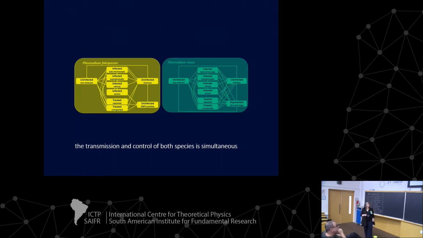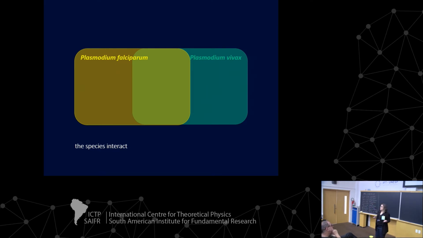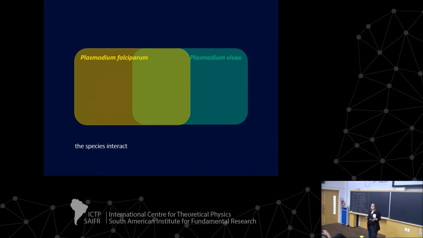So now we have two species. Ideally you would model them both separately, because that's just easier. You just treat them as completely different diseases and model them separately. But you can't, because the treatments that work for one species also work for the other. So if I have a clinical Vivax infection and an asymptomatic falciparum infection, and I treat my Vivax infection, I clear my falciparum infection as well. So the species interact with each other. So we must have them together.